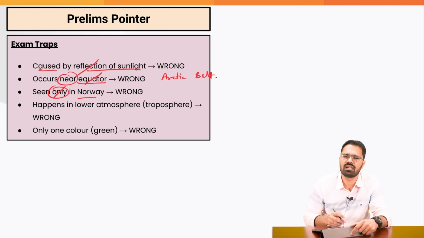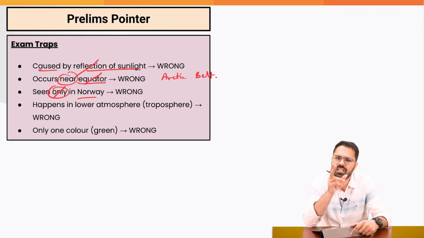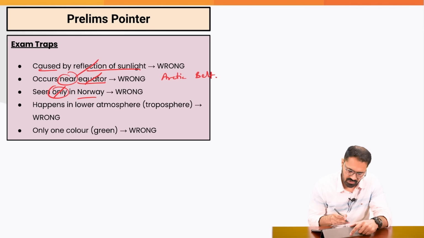Only is an extreme statement. It is best seen in Norway, but it can also be seen in other Scandinavian countries. It happens in the lower atmosphere, the troposphere. Again, this is wrong. It happens in the higher atmosphere, more than 100 kilometers above, in the thermosphere.